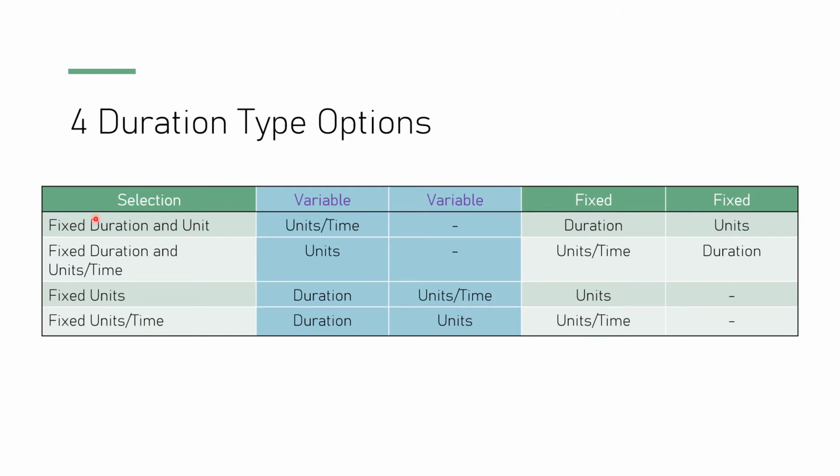For duration type, there is fixed duration and units, fixed duration and units per time, fixed units, and fixed units per time. What is variable and what is fixed in each? When we have fixed duration and units, the variable is units per time, and the fixed is duration and units. When we talk about fixed duration and units per time, the variable is units, and duration and units per time are fixed. When we talk about fixed units, the variable is duration and units per time, and the fixed is units. Similarly, for fixed units per time, the variable is duration and units, and the fixed is units per time.